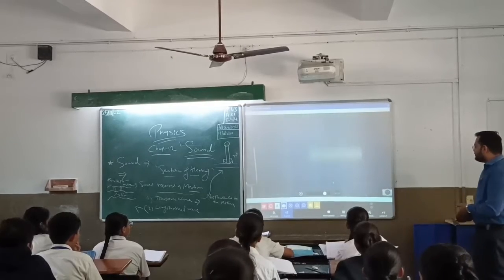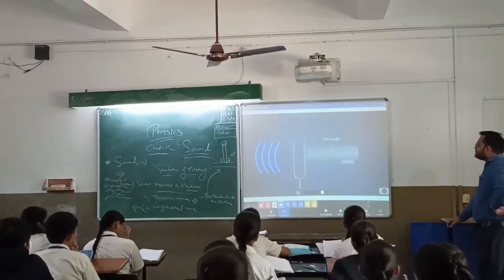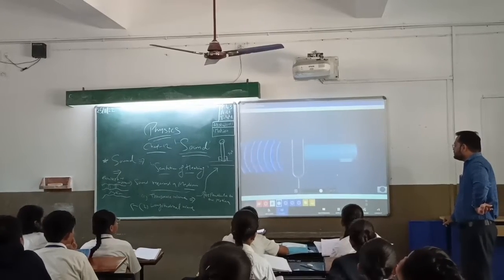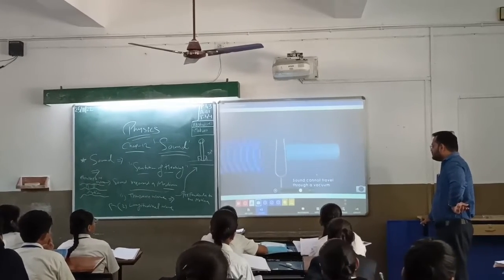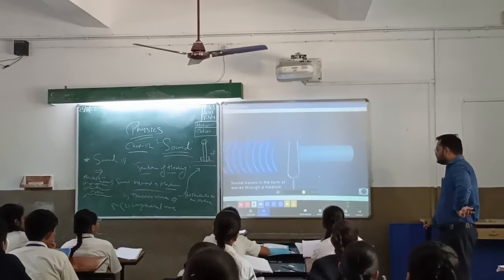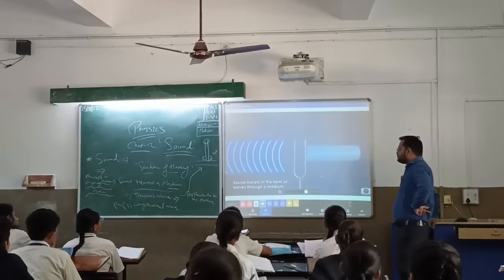In a vacuum, there will be no molecules or particles for sound vibrations to move through. That means that sound cannot travel through a vacuum. From this experiment, we can see how sound travels in the form of waves through a medium.